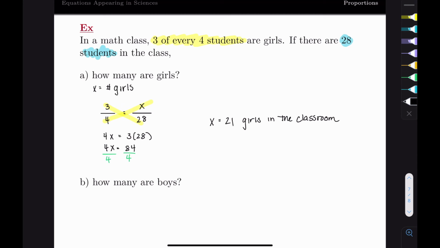And now that we know there are 21 girls, there's 28 kids in total. If I take the number of students in total and subtract the number of girls, that tells me there are 7 boys in the classroom. Okay.